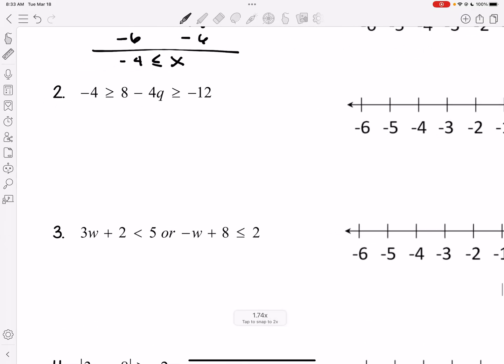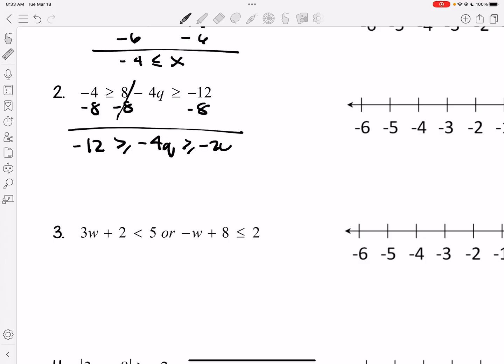Number 2, if I want to solve this guy, remember just because it has the 2 inequalities, it means when I do things to get q by itself in the middle, I just have to do it to both sides. Meaning when I want to get rid of 8, I'm going to subtract 8, but I'm going to do it from all 3 sides. So I do it from the middle, so it cancels. On the left, it becomes negative 12. And then on the right, it becomes negative 20.